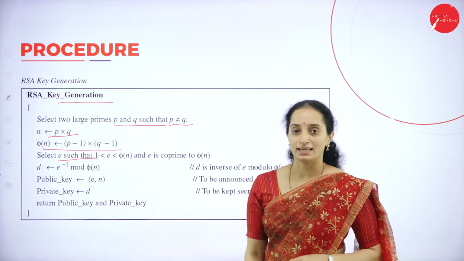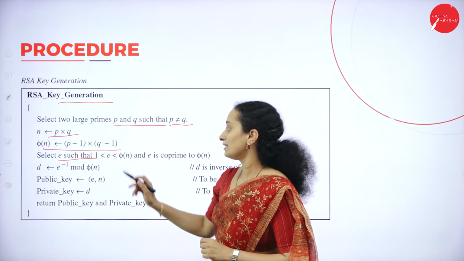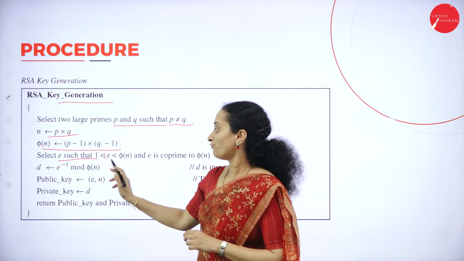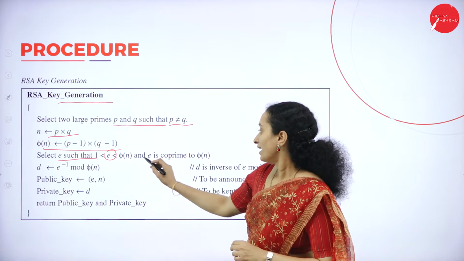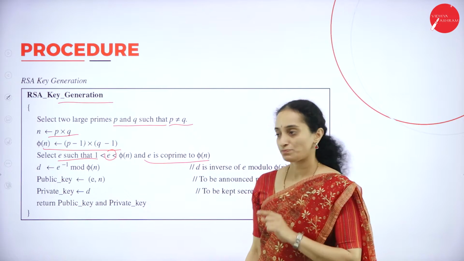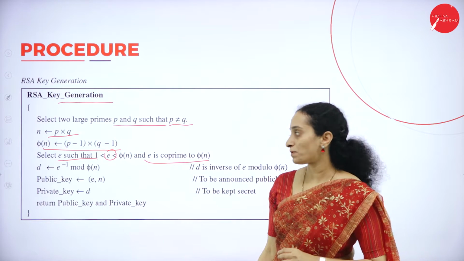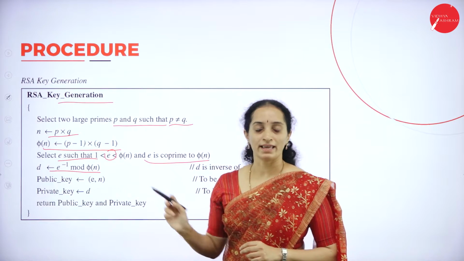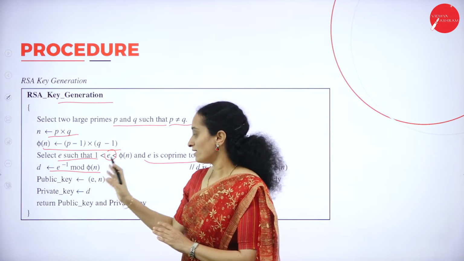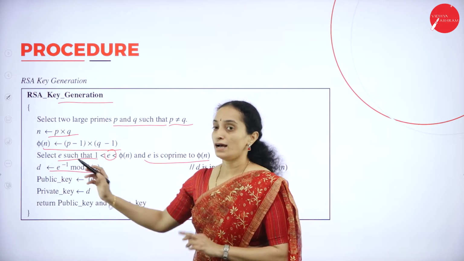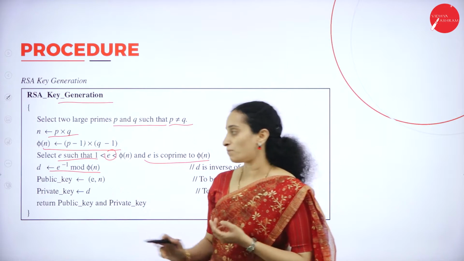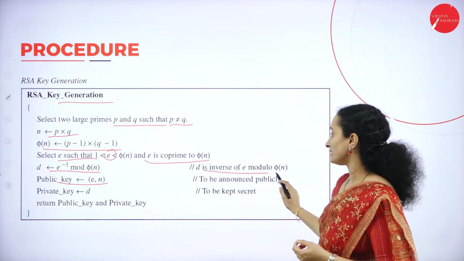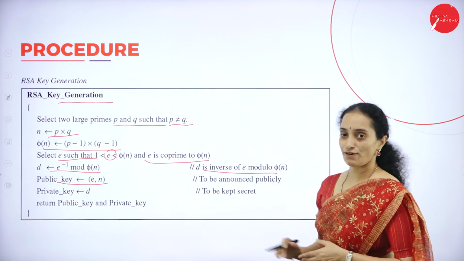Then we select E, that is the public key, such that E is between 1 and N. The range of E will be 1 to N, and E is co-prime to phi of N. Okay, so it is co-prime. D will be calculated as the inverse of E mod phi N. So you do a modulus operation with phi N with the inverse of E. The public key is E comma N. So D is the inverse of E modulo phi N.